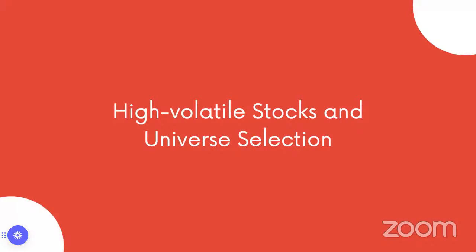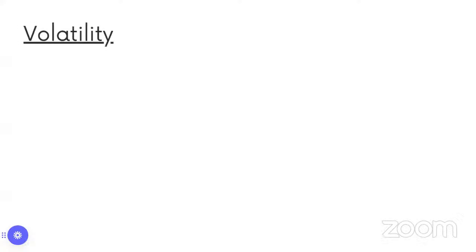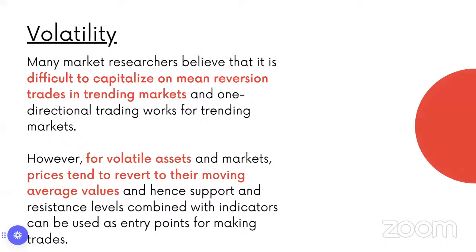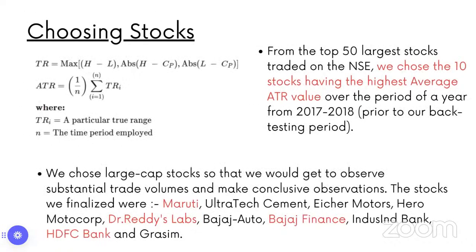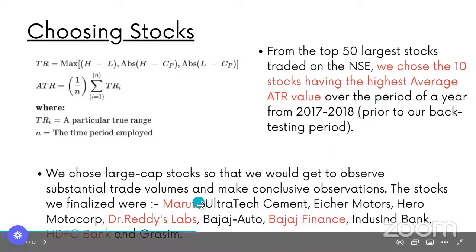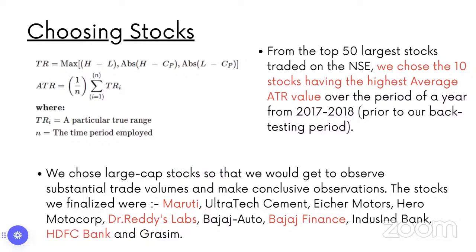So how did we choose our stock? What we observed is that in trending markets, it's difficult to identify mean reversion in the short term. So we went for volatile stocks, and we identified those using the ATR metric. We chose the 50 largest stocks on the NSE, computed the metric for all of them, and chose the top 10 stocks. Some of our stock selection is here below, like Maruti, Dr. Reddy's Labs, Bajaj Finance, and others.